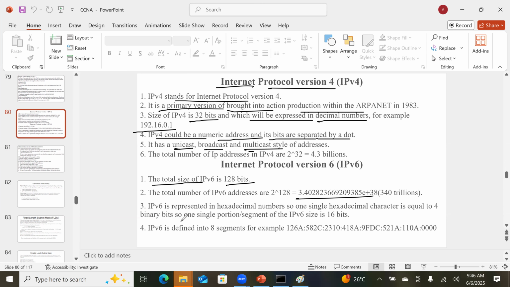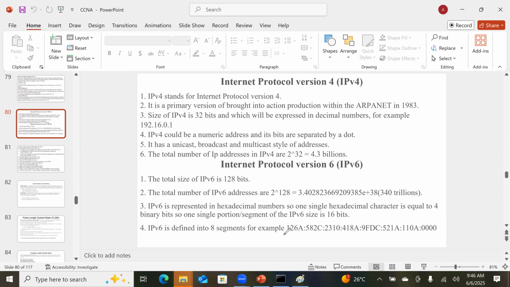Here, IP version 6 is represented in hexadecimal numbers. One single hexadecimal character equals 4 binary bits. One single portion, or segment, of IP version 6 is 16 bits. You can see here what a beautiful IP version 6 address looks like. How many segments can you see here? Let me tell you, these are separated by a colon.